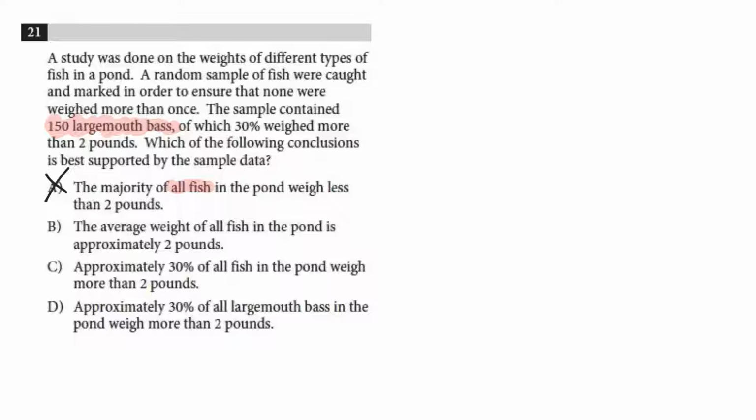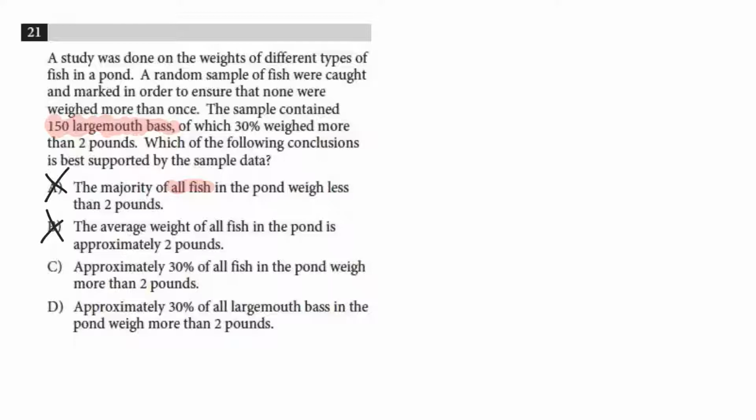B, the average weight of all fish in the pond is approximately 2 pounds. We know that 30% weigh more than 2 pounds, so 70% weigh less. So the mean, or the average, could not possibly be 2 pounds. The mean would have to be less than 2 pounds because the majority weigh less than 2 pounds.